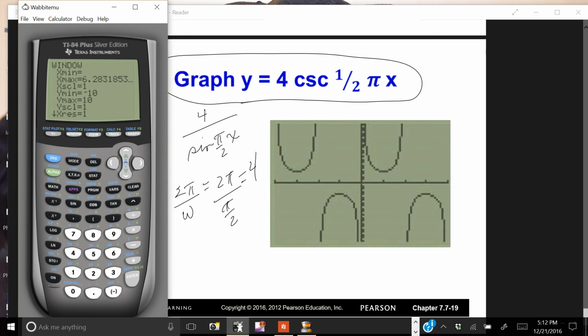And if we want to graph using our calculator, let's go with y equals 4 divided by sine of pi times x divided by 2. And to set our window, we need from minus 4 to plus 4. And I would keep the y min and y max the same and graph the function. And notice that we have 2 periods of the cosecant function. And that is the lesson for today.